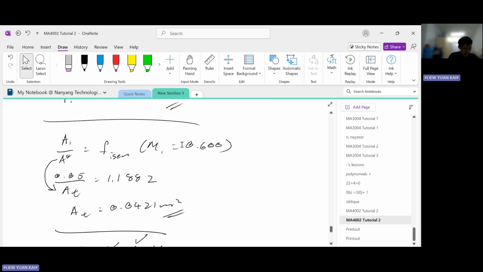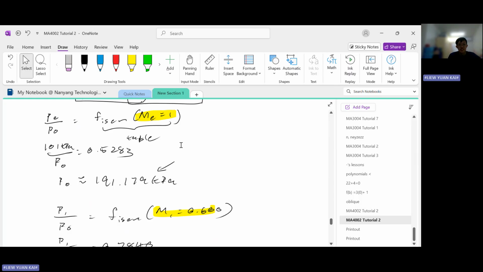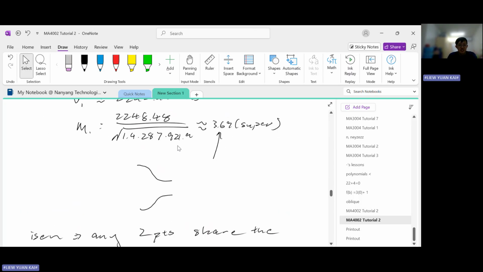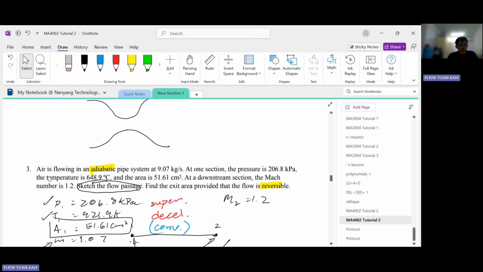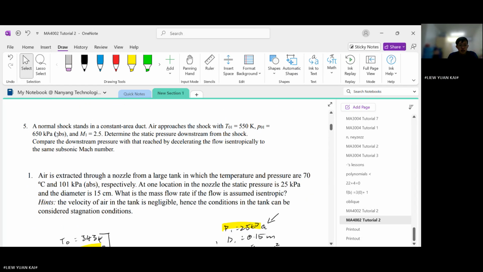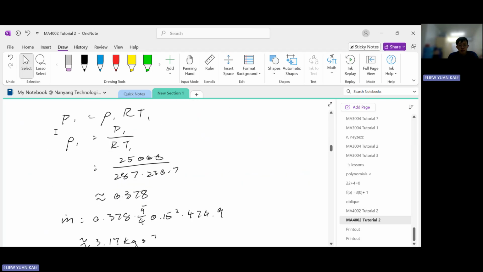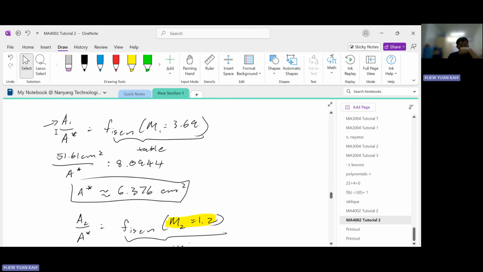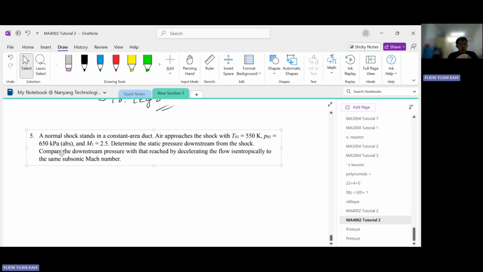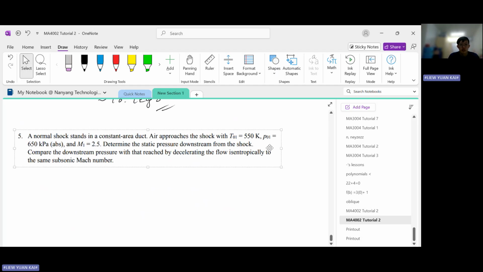Oh, wait. We still have one more question, right? Yeah, there's still one more question, which is question 5. Okay, but question 5, let me just show you. Yeah, question 5 is normal shocks. Okay, so up until question 4, we have also only been using the isentropic flow table. Now let's take a look at how we use the normal shock table.